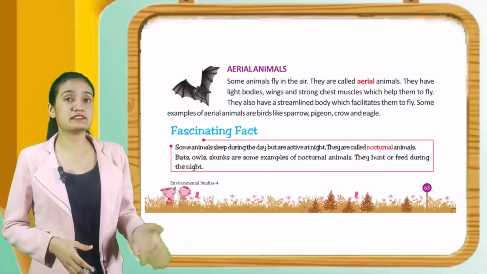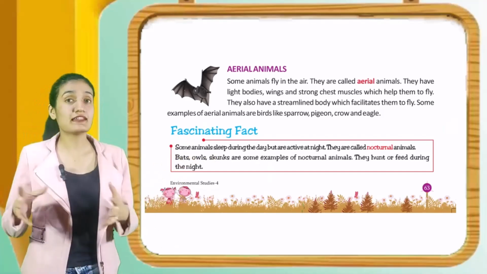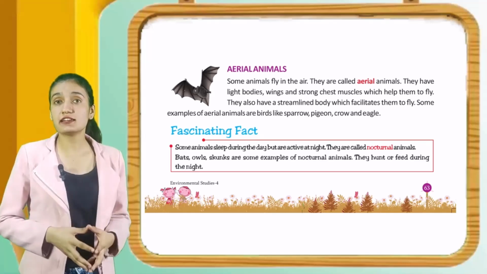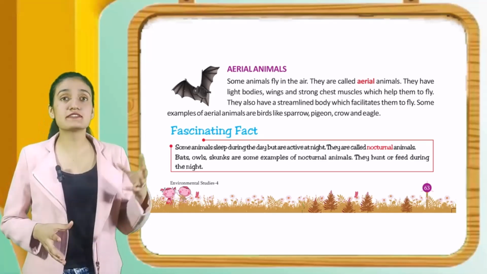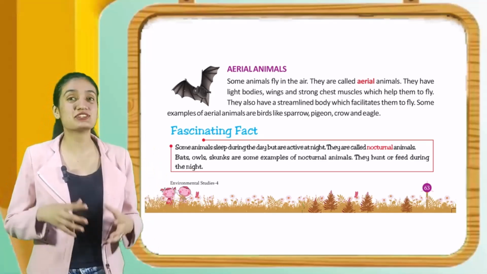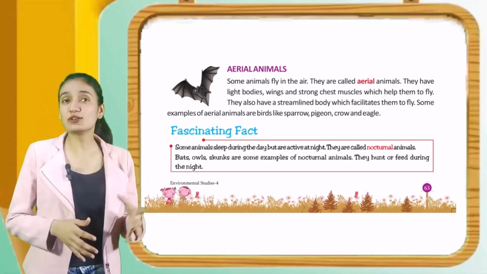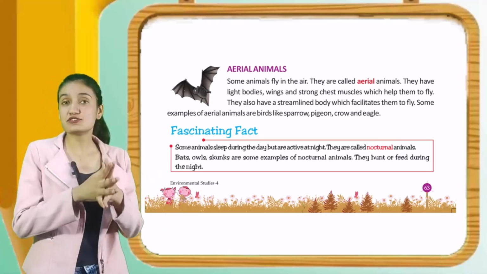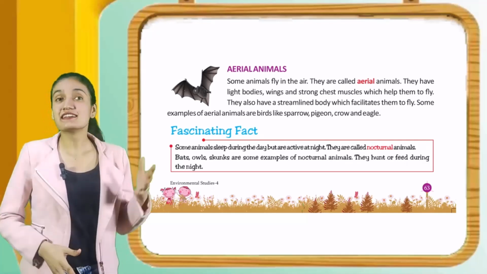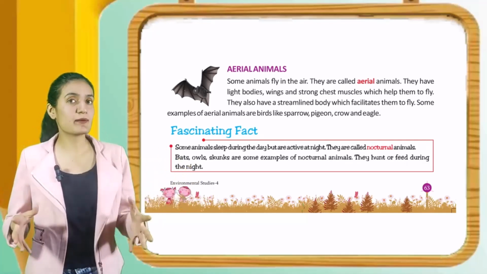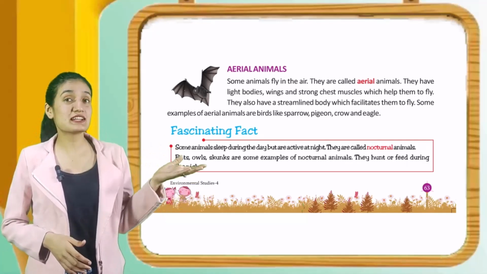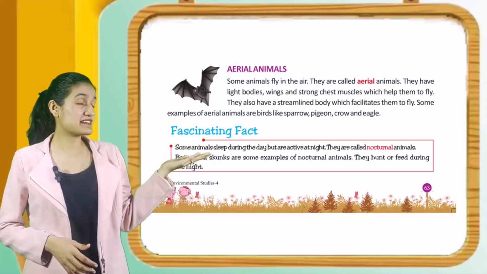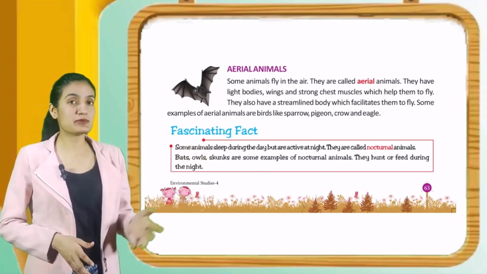Now, aerial animals. Some animals fly in the air. They are called aerial animals. They have light bodies, wings and strong chest muscles which help them to fly. They also have a streamlined body which facilitates them to fly. Some examples of aerial animals are birds like sparrow, pigeon, crow and eagle. Here you can see an aerial animal.